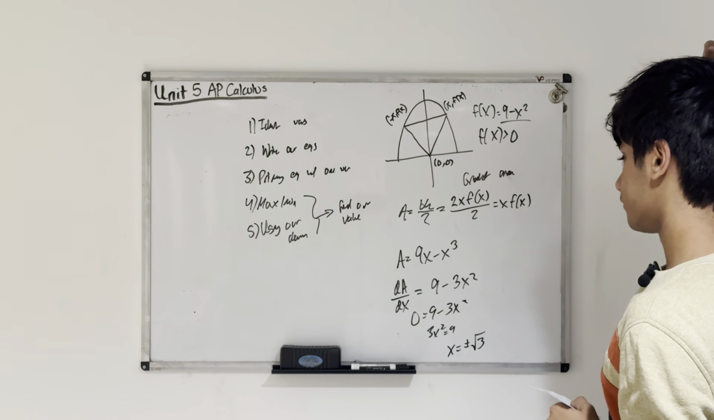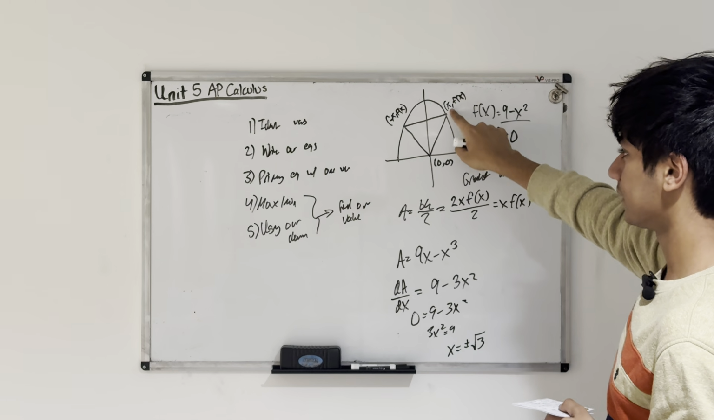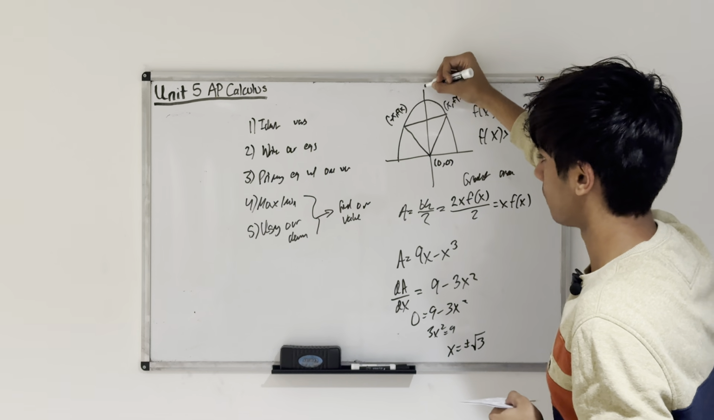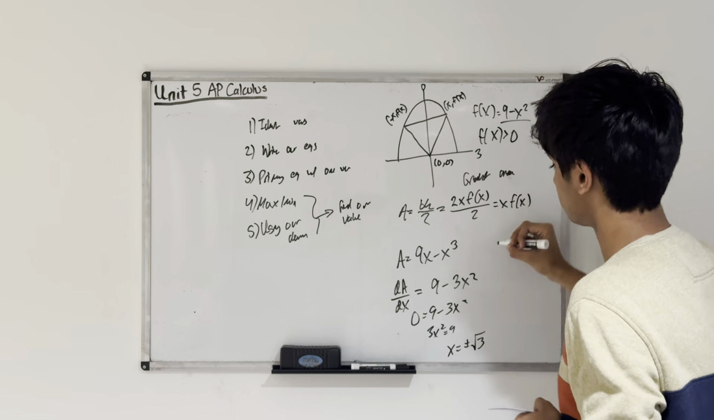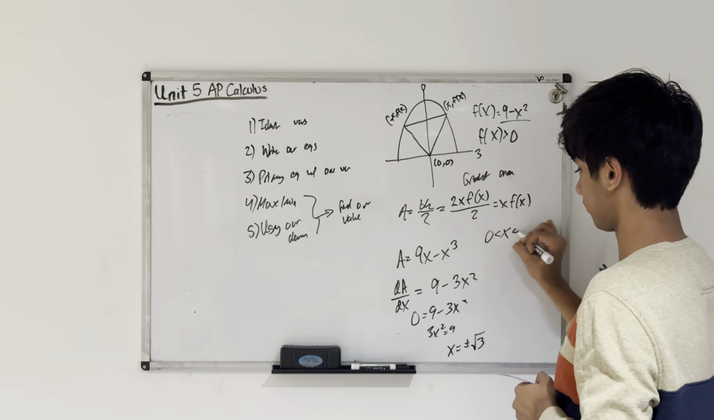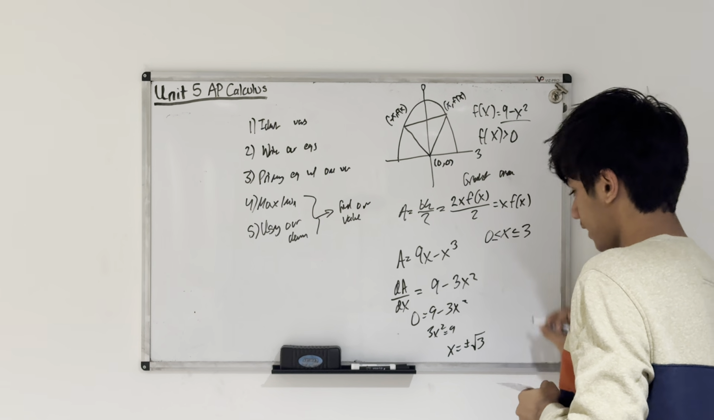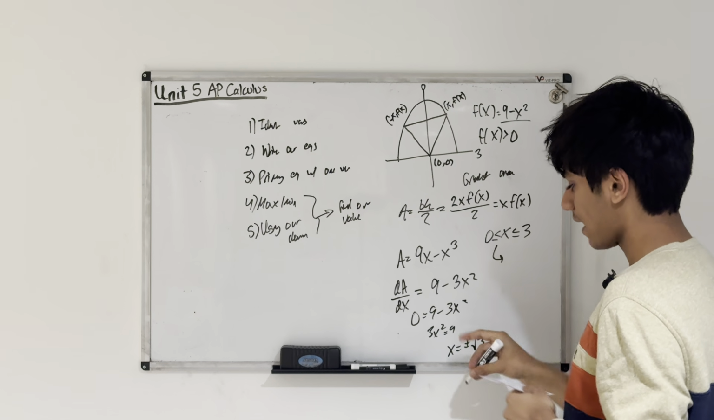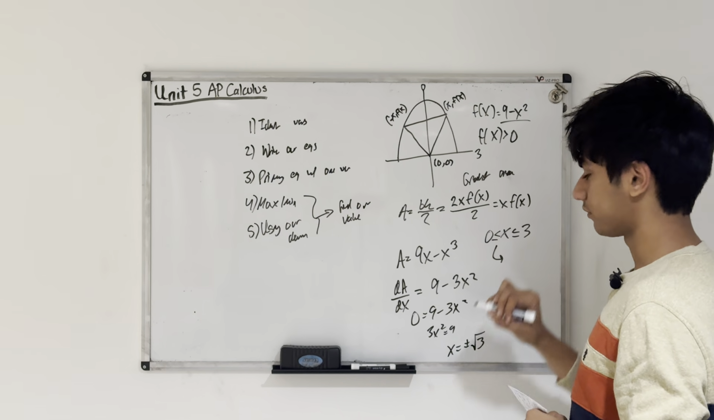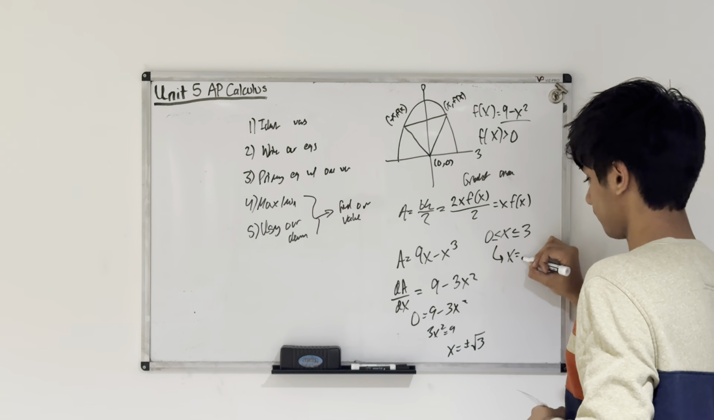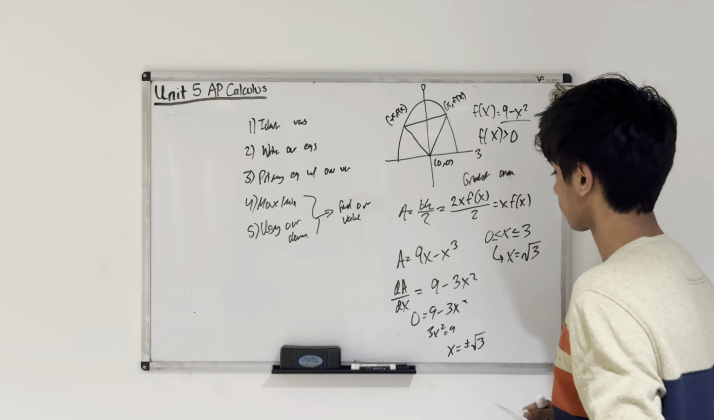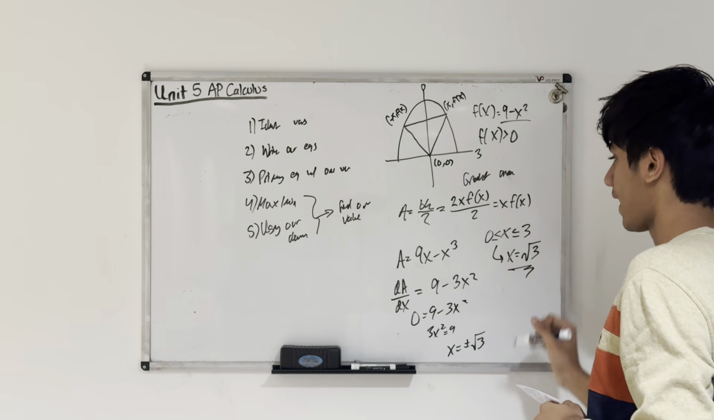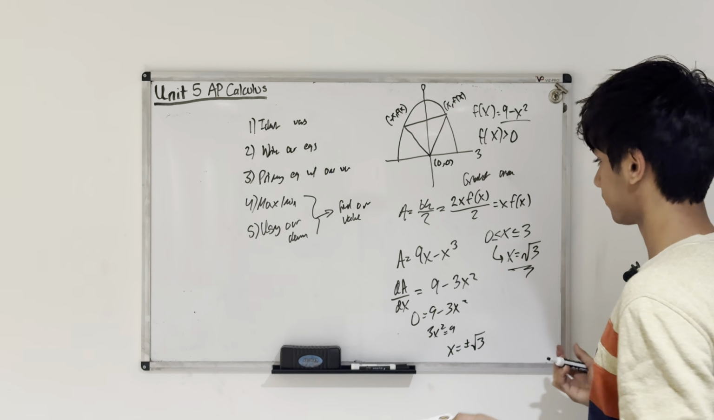Okay, and so let's consider our domain. x here has to be a number from 0 to 3, right? So 0 is less than x, less than or equal to 3. And so that means that the value we're looking for really is not negative root 3. It's x is equal to positive square root of 3. Okay? So that's the value at which our area is maximized.